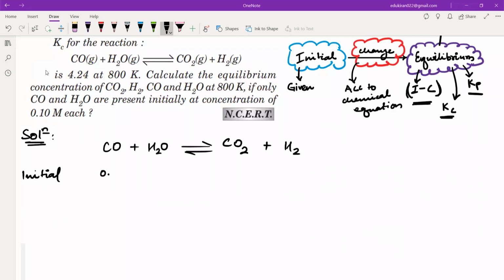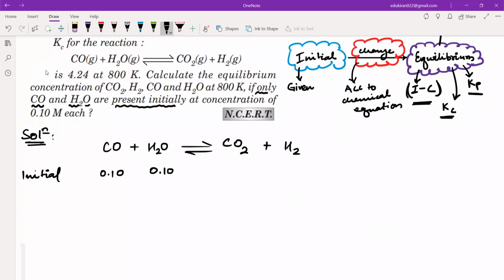0.10. Initial concentration of H2O? 0.10. Initial concentration of H2O is 0.10. Initial concentration of CO2? Initial concentration of CO2 is how much? Not given? No, it is given. Read this. It is zero. Only carbon monoxide and H2O are present initially.